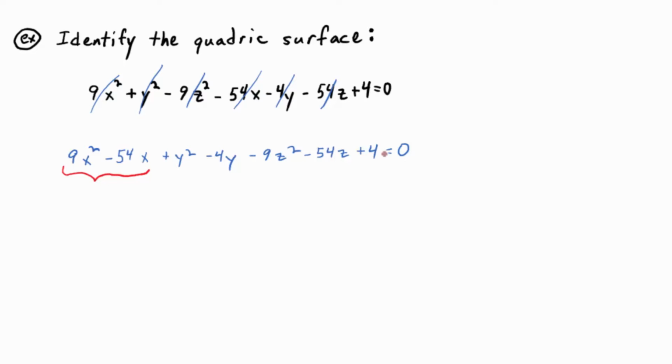So what do you do? You factor out that 9, leaving space for a perfect square trinomial. What's left if you factor out a 9 from just the powers of x? X squared minus 6x. Leave a little space because we're going to complete the square in a second.